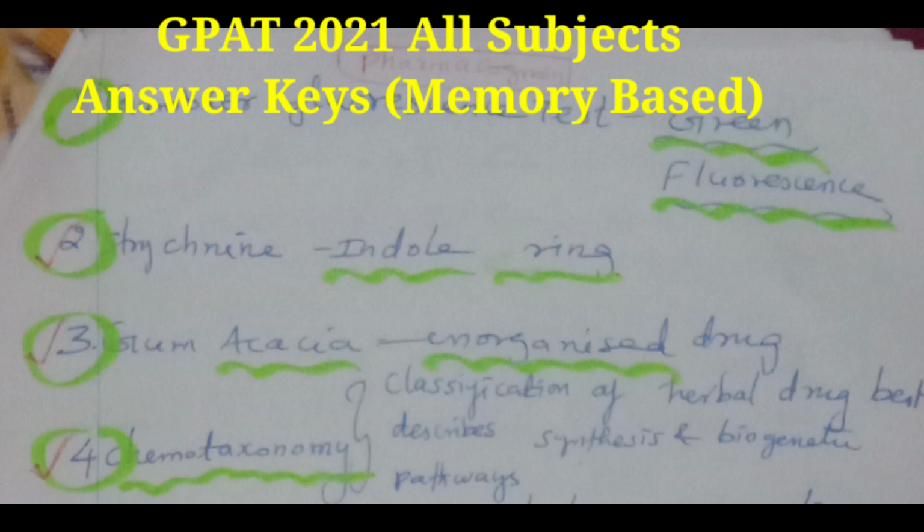Next we can discuss the pharmacognosy questions. In Gambier fluorescence test, the observation will be green fluorescence. Strychnine has indole as a basic ring. Gum acacia comes under unorganized drug. Then chemotaxonomy, the classification of herbal drugs, best describes synthesis and biogenetic pathways. In this category, chemotaxonomy is the most important one.